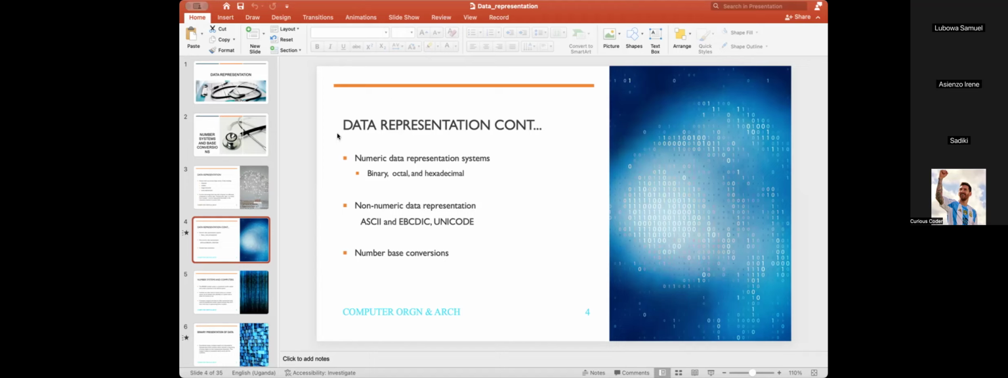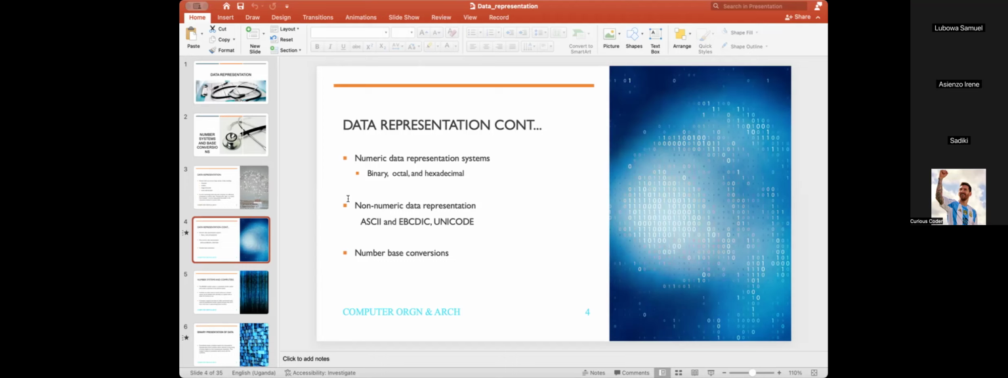Let us proceed. I was telling you that data can be represented in numeric form as binary numbers, octal numbers, and hexadecimal numbers. Curious, also thanks for the feedback. We can also, of late, have data representation in a non-numerical way. So data can also be represented in a non-numerical way.